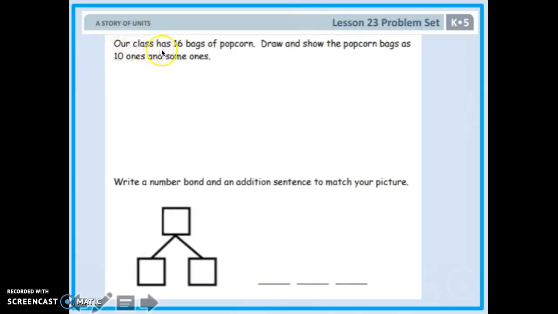Our class has 16 bags of popcorn. Draw and show the popcorn bags as 10 ones and some more ones. So remember, your number was 16. Then you're going to draw the number bond, and then you're going to write the addition sentence. When you're all done, put your paper in either your work folder or sign up to meet with your teacher.